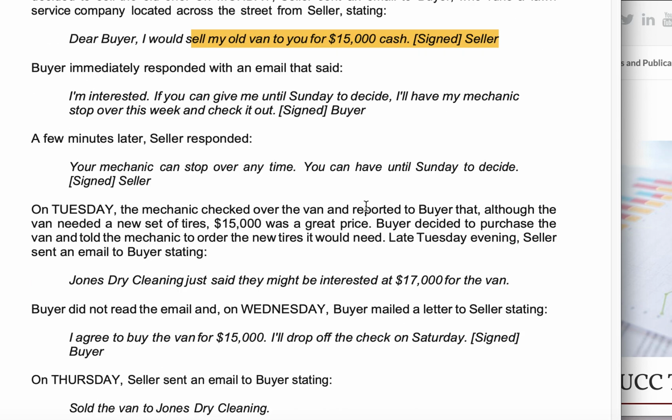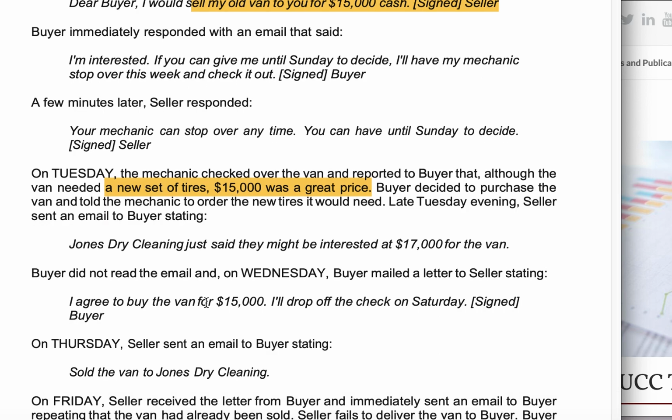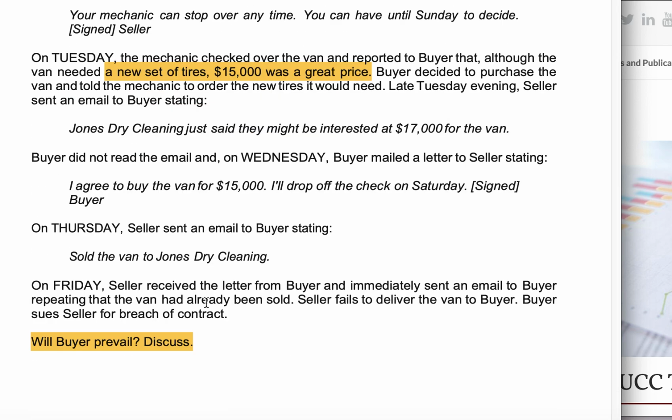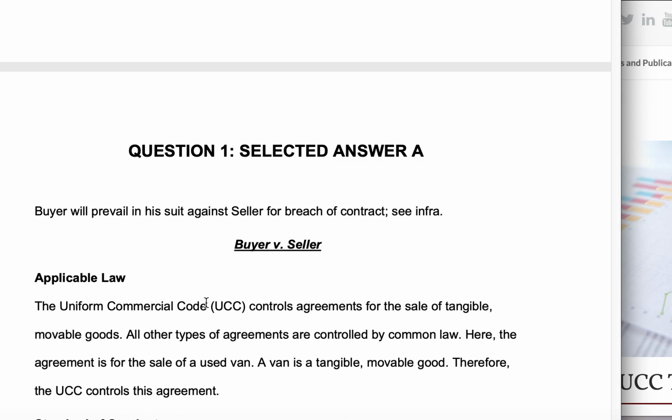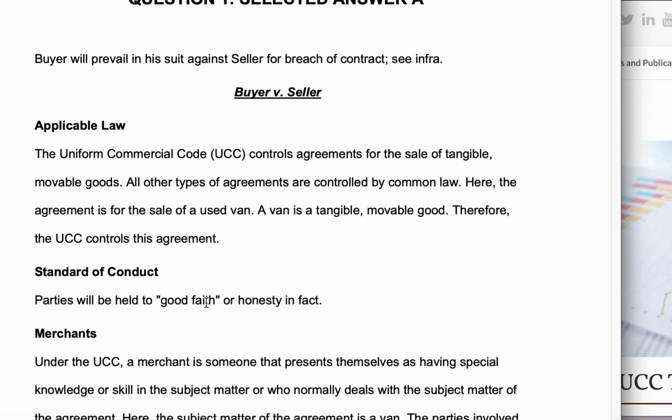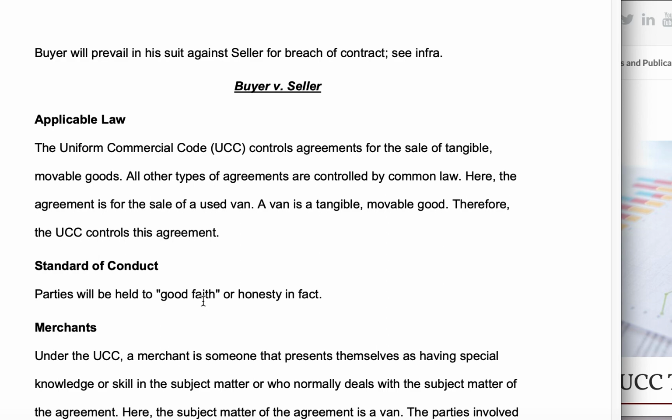And so the guy detrimentally relies on that. He goes to get a mechanic to look at the van, and he goes out and buys a new set of tires, I believe. I read this. Anyway, you can go pull this out and read the whole thing. I'm kind of skimming it for you because, to be honest, I just wanted to give you the idea of what someone does with the model answer.